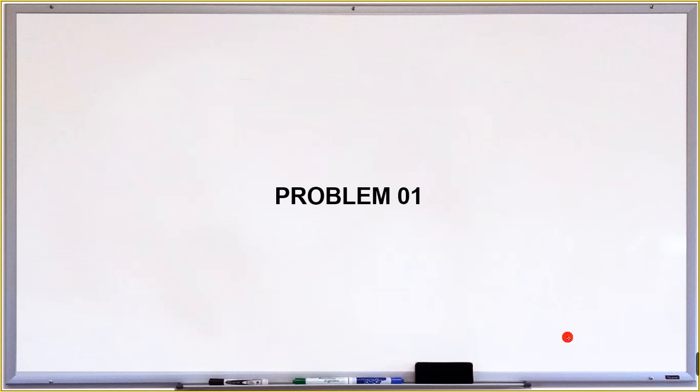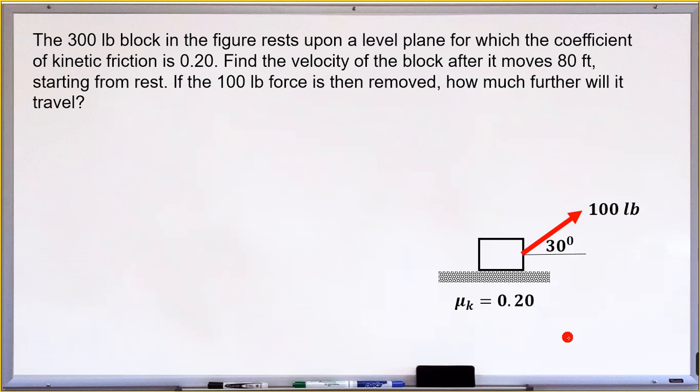Okay, so let's have the first problem. This is the problem statement. The 300-pound block in the figure rests upon a level plane for which the coefficient of kinetic friction is 0.2. Find the velocity of the block after it moves 80 feet starting from rest. If the 100-pound force is then removed, how much farther will it travel?